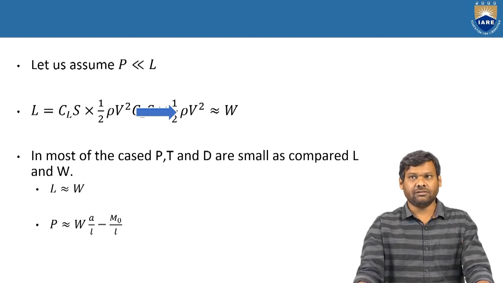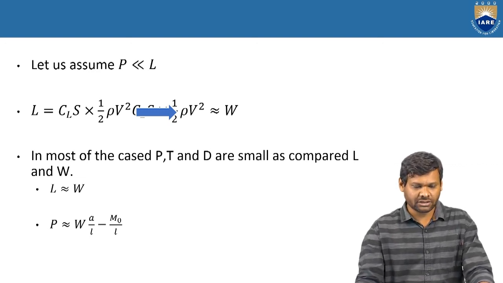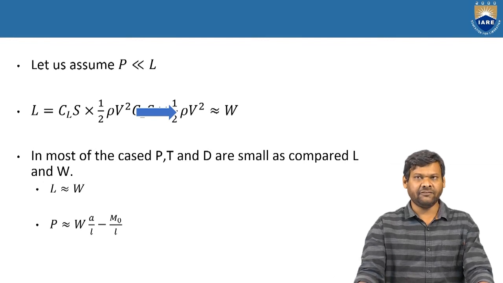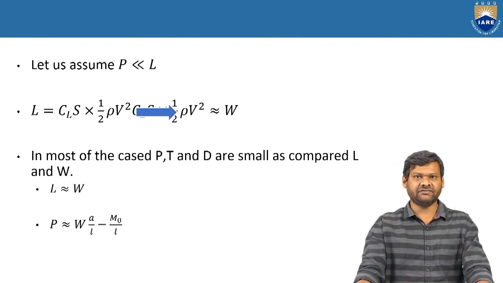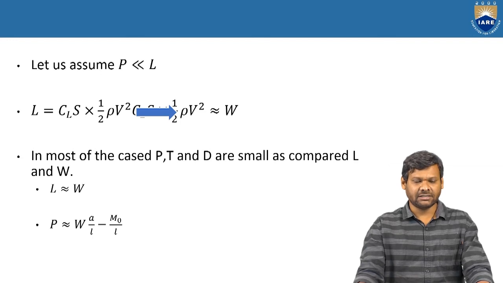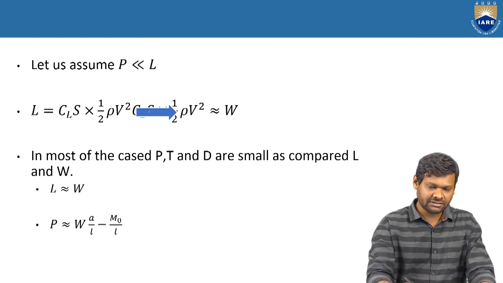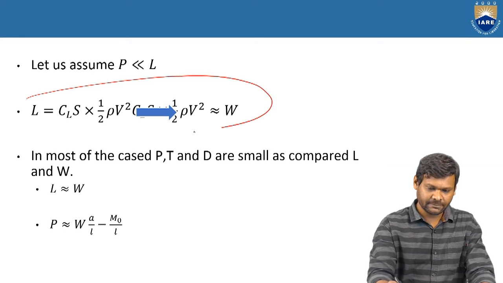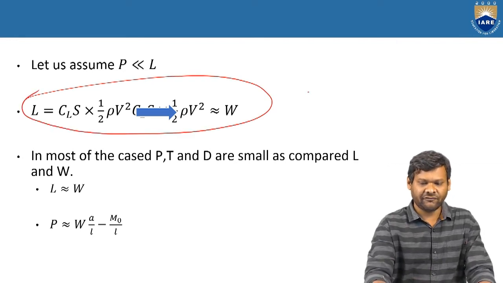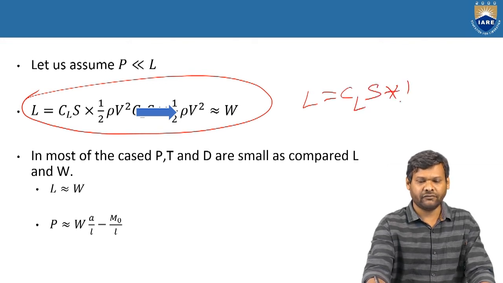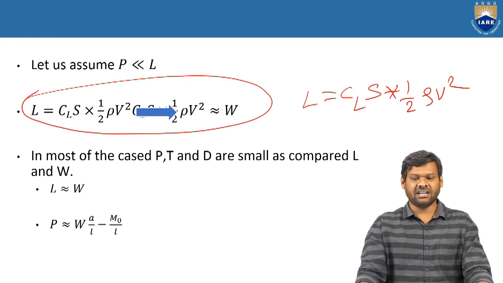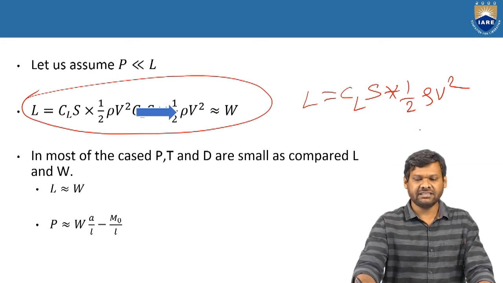Okay, now let us simplify. Let us assume the lift force generated by the tail plane is very much less than that of the wing. Sorry, I think there is some mistake here. I'll write that here. The lift force L can be written as CL S into 1 by 2 rho V square. Rho is the density of air, S is the wing area, and L is the lift. And it is approximately equal to the weight of an aircraft.